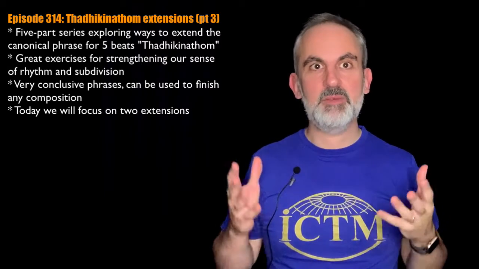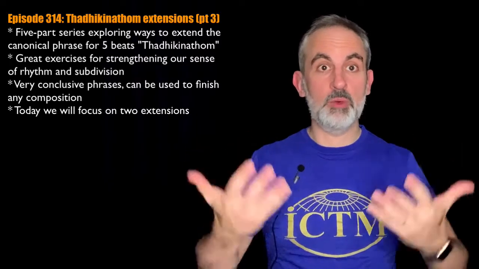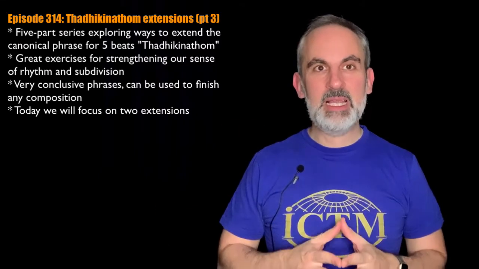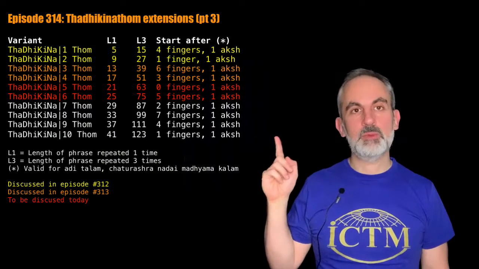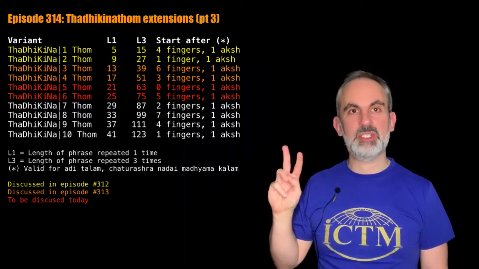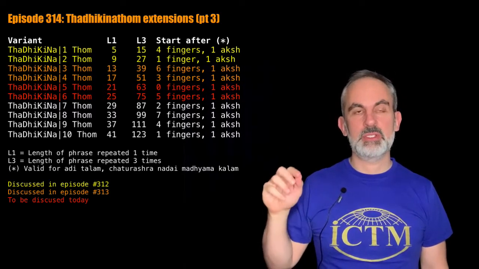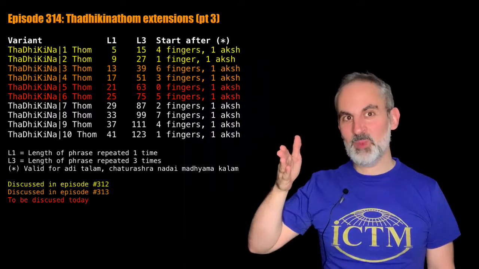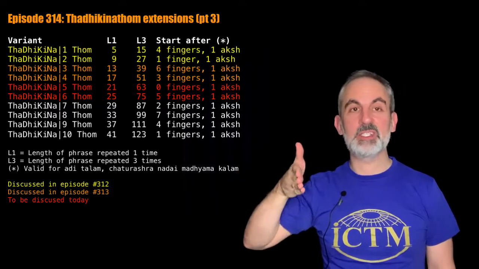These phrases can be really useful to finish one composition of your own, or a fill if you play the drums or anything like that. So let's go straight to the table. Highlighted in red, you will see the 2 extensions that we will focus on today. They are extensions number 5 and number 6, and you can tell because of the number that you see after Thadhikina, after the vertical bar.